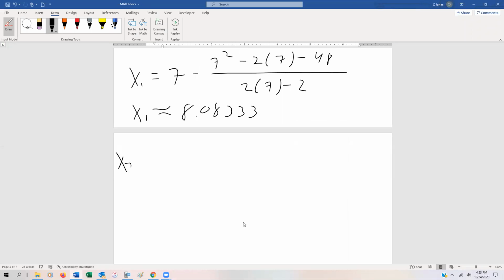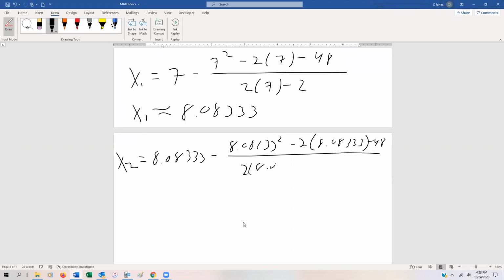Okay, so x sub 2 would be equal to 8.08333 minus 8.08333 squared minus 2 times 8.08333 minus 48 divided by 2 times 8.08333 minus 2. This is painful to type into the calculator. All right. Let me show you an easier way to perhaps do this in the calculator.